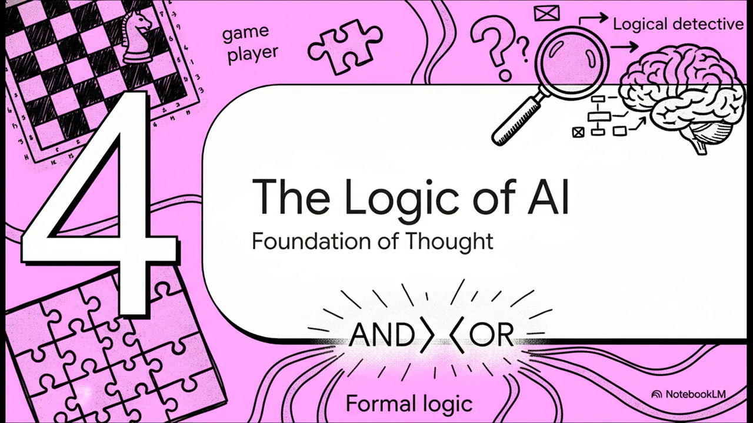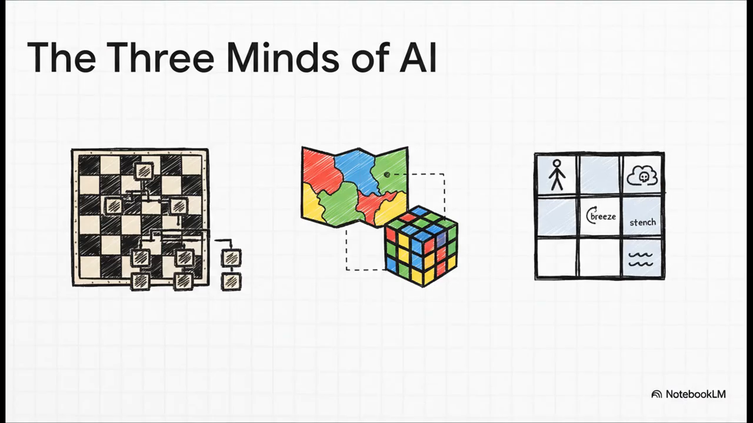So, there we have it. We've toured three very different approaches to making a machine think. We had a game player, a puzzle solver, and a logical detective. And even though they seem totally distinct, they are all built on the exact same foundation: formal logic. So, to recap, we've met these three fundamental minds of AI: the strategic competitor, the clever puzzle solver, and the logical detective. And these aren't just some historical footnotes, you know. They are the rule-based systems that still form the absolute bedrock of complex decision-making in AI today. They represent the classical, explicit way of programming intelligence.